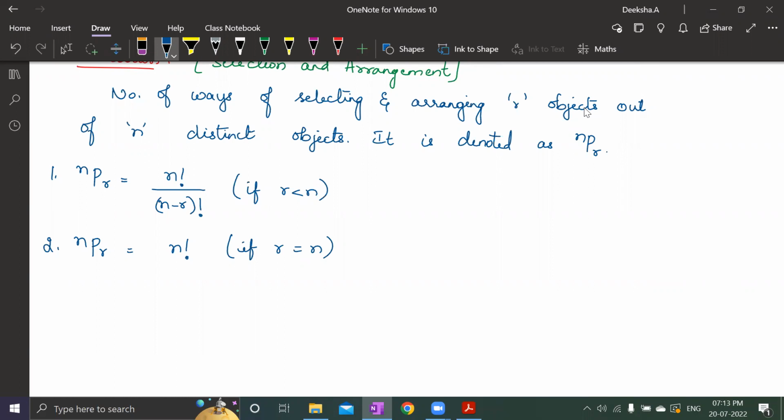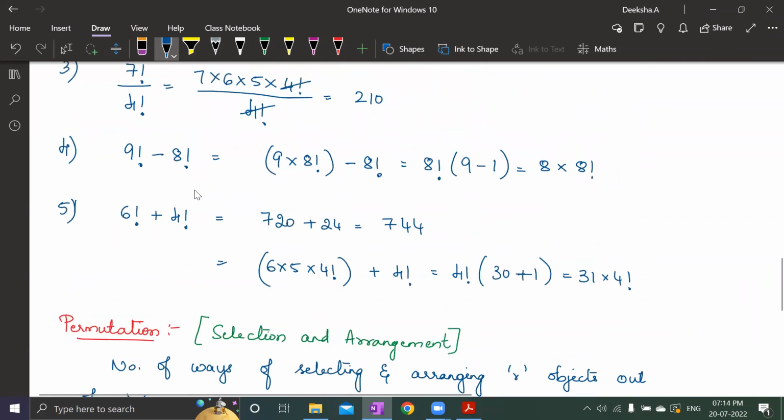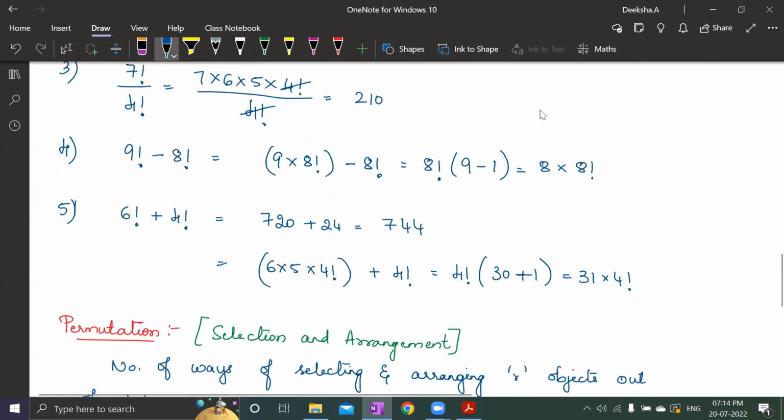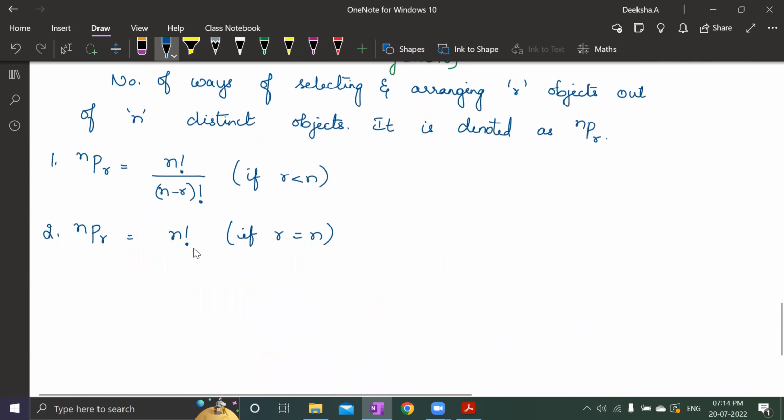If you have only 5 objects, can you select 7 objects out of 5? Not possible. Therefore, always r should be either less than or equal to n. So less than n, then we use this formula. If it is equal to n, you can still use this formula. If r and n are equal, n minus r will be 0 because they are equal. Subtracting one number from the other, you will get 0. This is 0 factorial. 0 factorial is equal to 1. We have already discussed 0 factorial is 1. So it becomes same as n factorial. So we have directly written that as a formula.